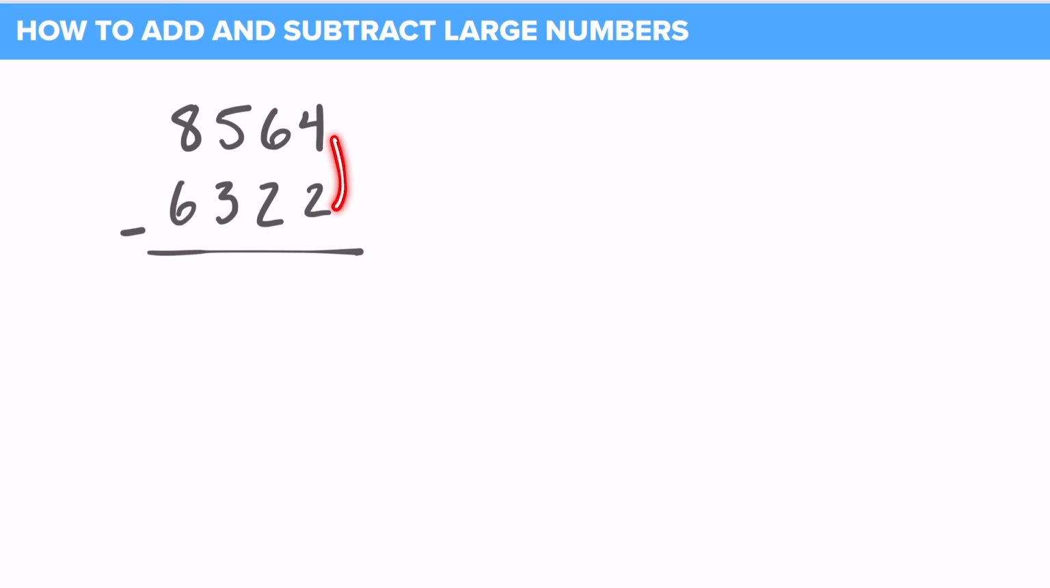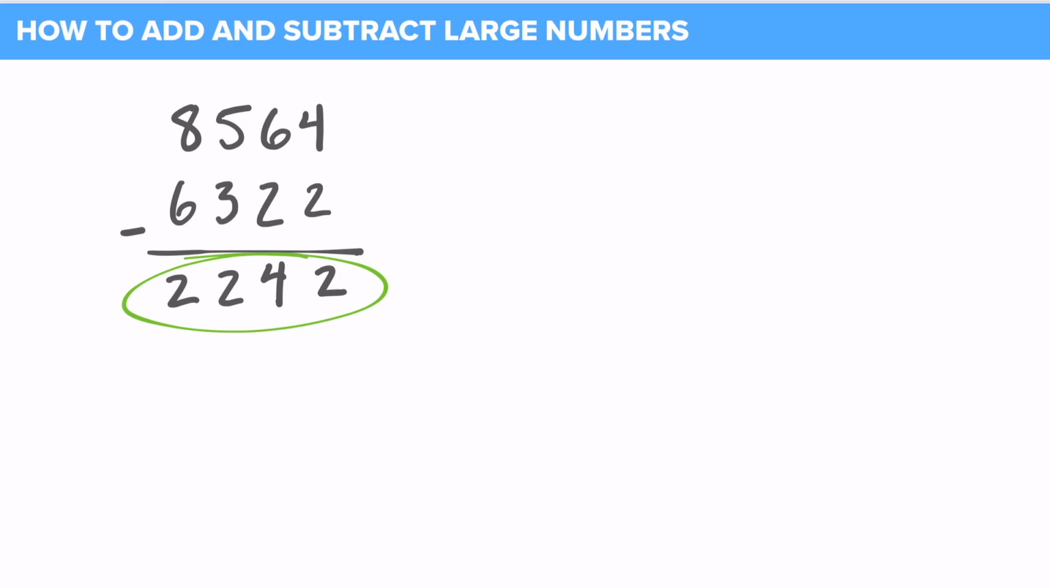I'm going to do 4 minus 2, and this time I'll get 2. I'm going to do 6 minus 2, and I get 4. 5 minus 3, that's 2. 8 minus 6 is 2. So my answer, plain and simple, is 2,242. Let's complicate this a little bit though.